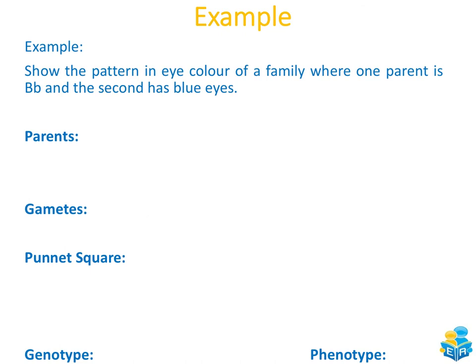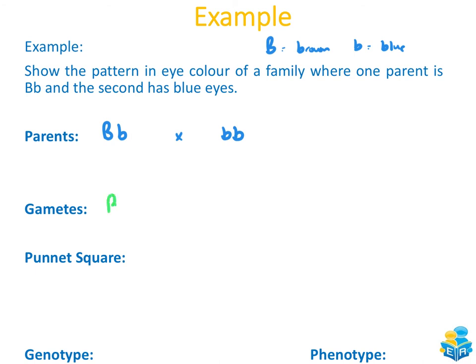So our second example here, show the pattern in eye color of a family where one parent is capital B, small b, and the second has blue eyes. So again, just remember our note, capital B was brown, small b was the allele for blue. So one parent is capital B, small b, and the other has blue eyes. Now we know blue is recessive, so the only way that can happen is if the second parent had two copies of the recessive allele, which is small b, small b.